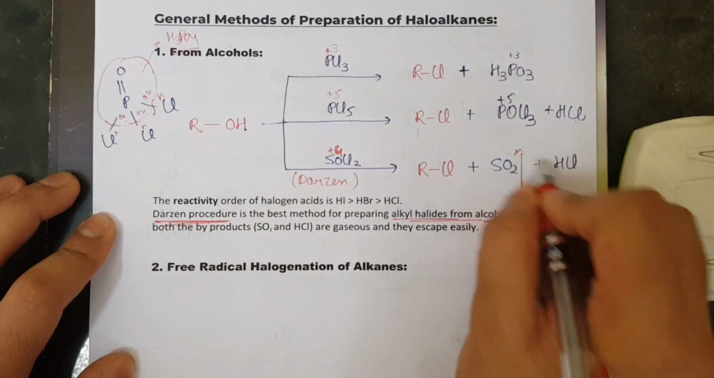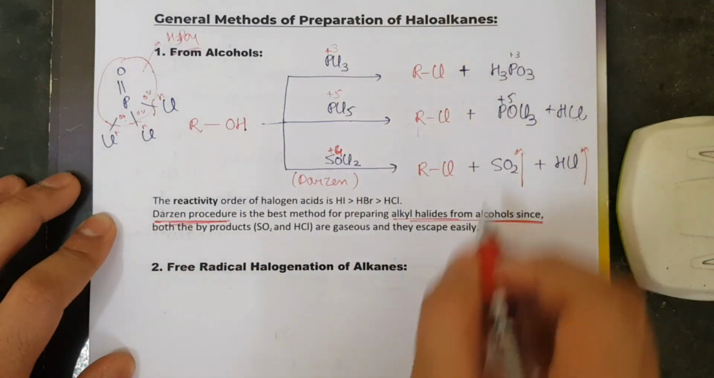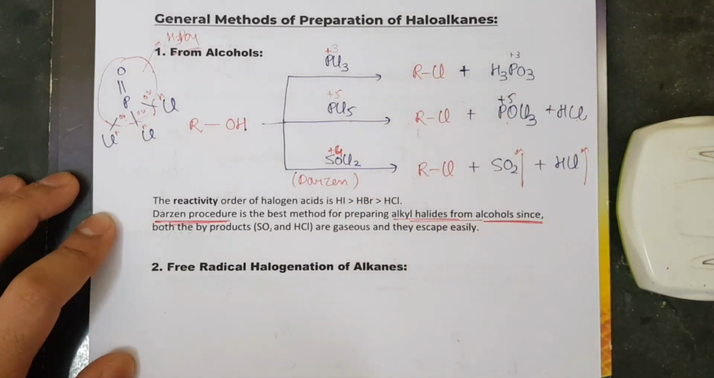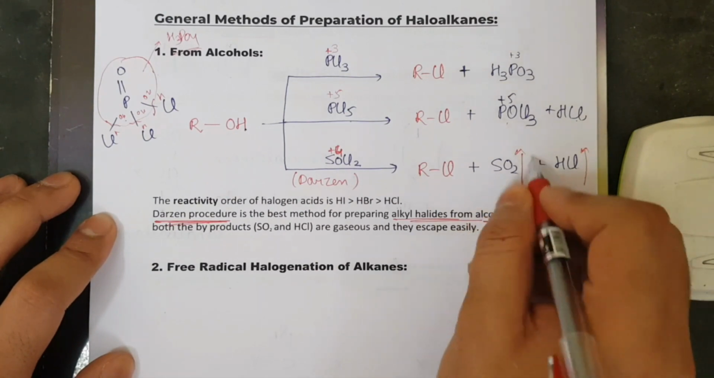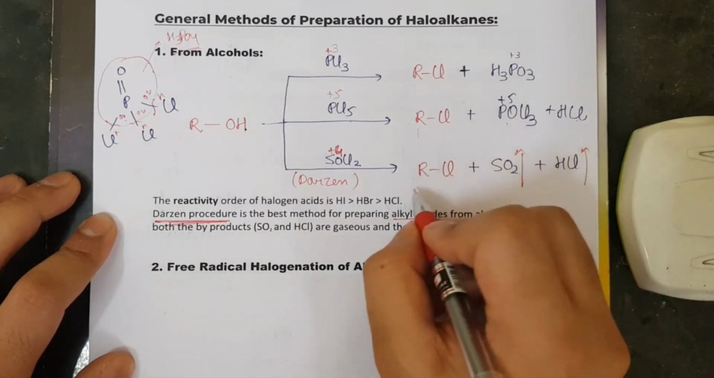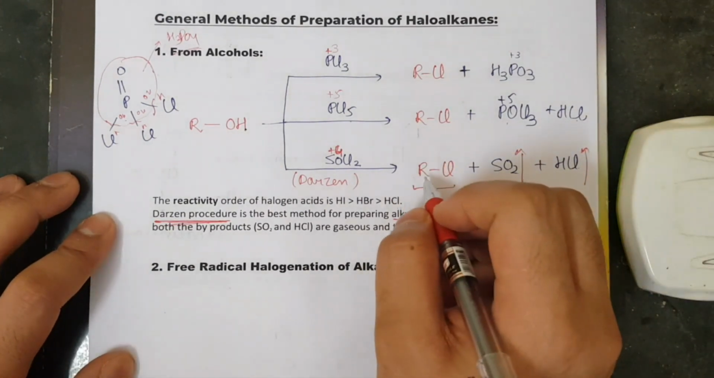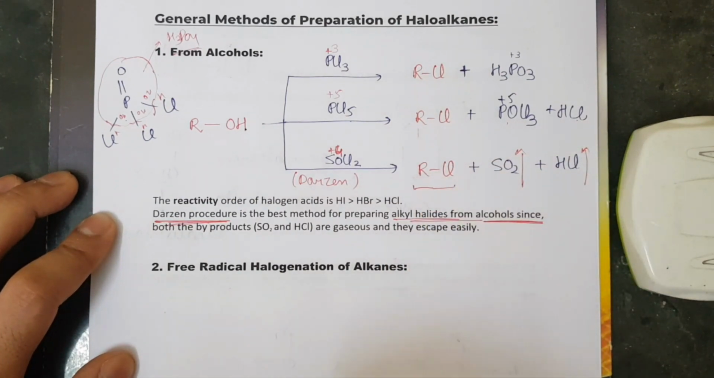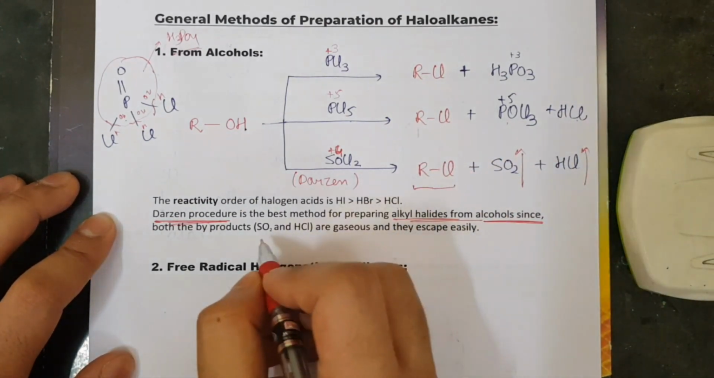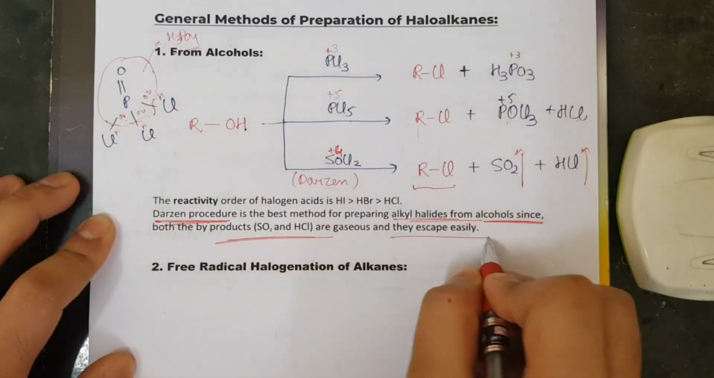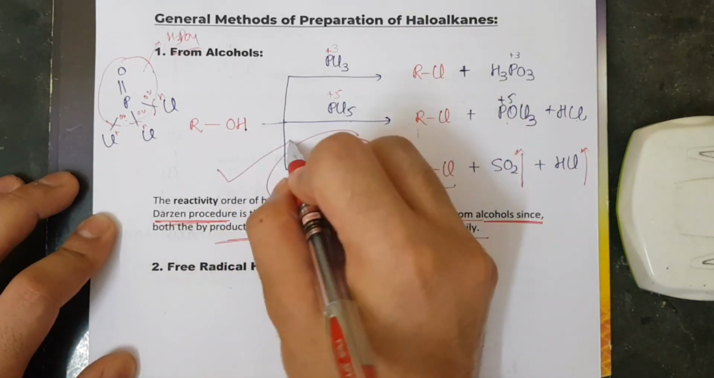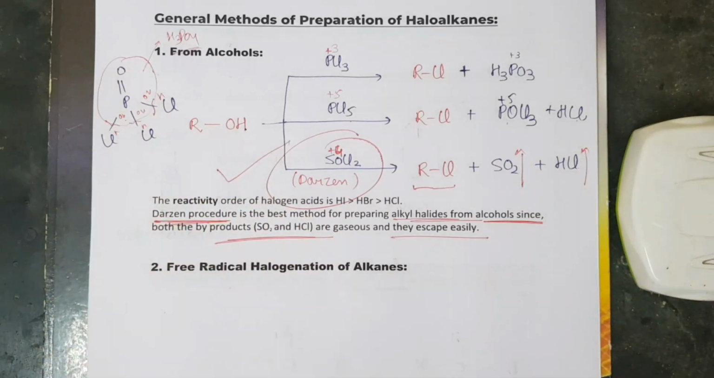You can see SO2 is a gas, HCl is also a gas. In the other cases, these are basically solids or in liquid form, mostly solid form. So in this case these are released in the atmosphere and only RCl stays in the container in which the reaction is happening. So that is why we get the highest purity of the RCl. You can see that these are byproducts and they escape easily. So this is the best method for preparation. This should be known to you.